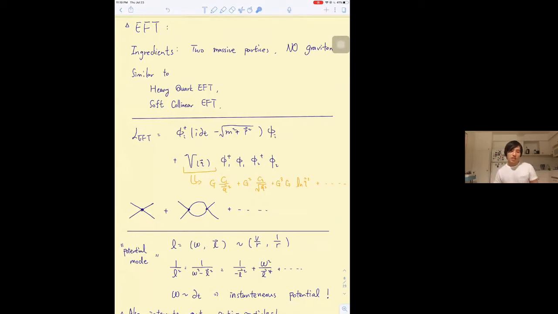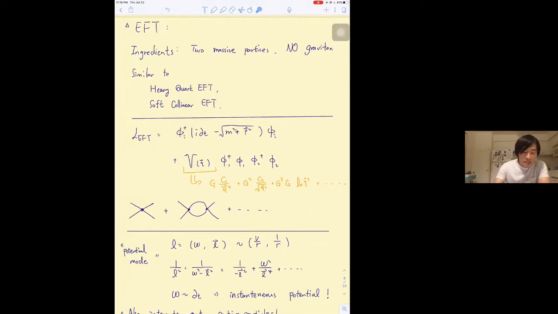So we want to construct an effective theory for this bound binary. And the first question you want to ask when you construct any effective field theory is: what are the degrees of freedom in your infrared limit? So the ingredients here are obviously the two massive particles. And we want to describe this gravitational interaction using the effective action. That means we don't want to have an intermediate graviton in between. So in this sense, this is similar to heavy quark effective field theory, and a little bit similar to soft and collinear effective field theory.